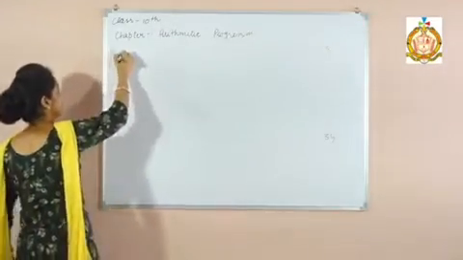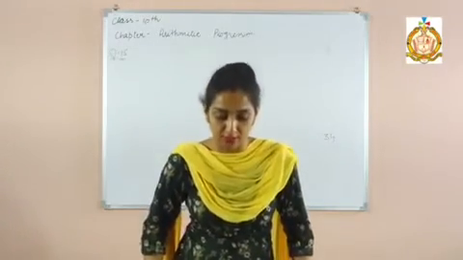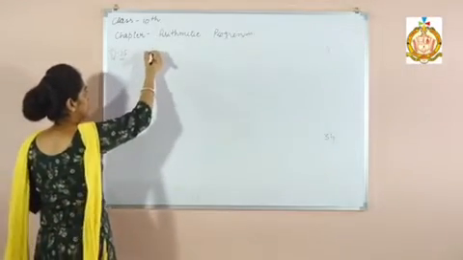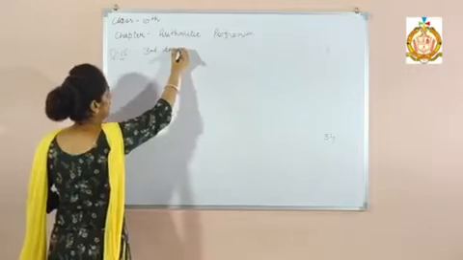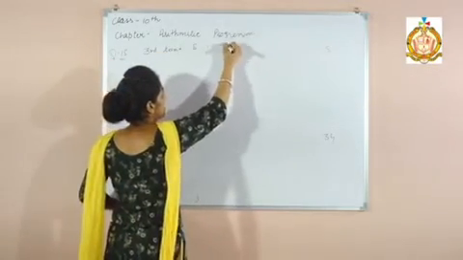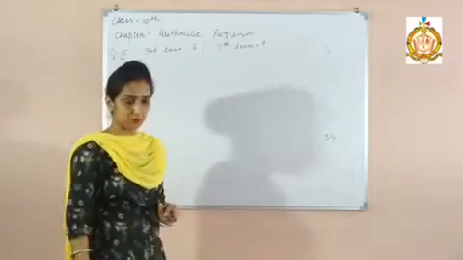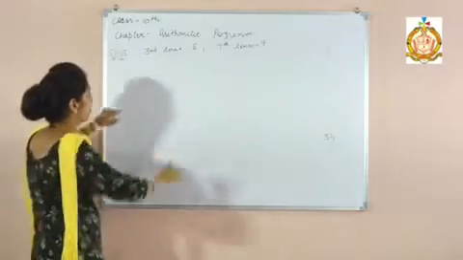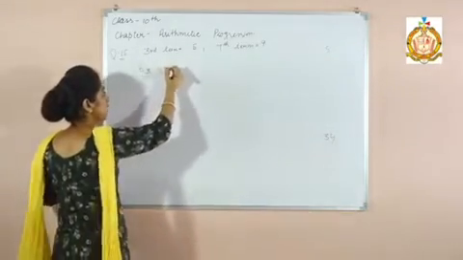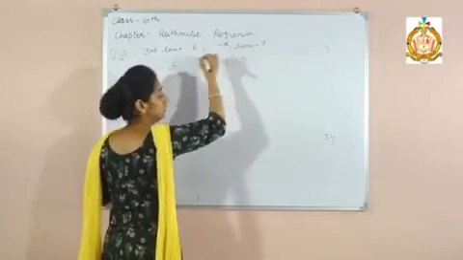See question number 15. Determine the AP whose third term is 5 and seventh term is 9. See, the third term is given as 5 and the seventh term is equal to 9. Right? Now, third term means T3 is equal to 5, and T7 is equal to 9.